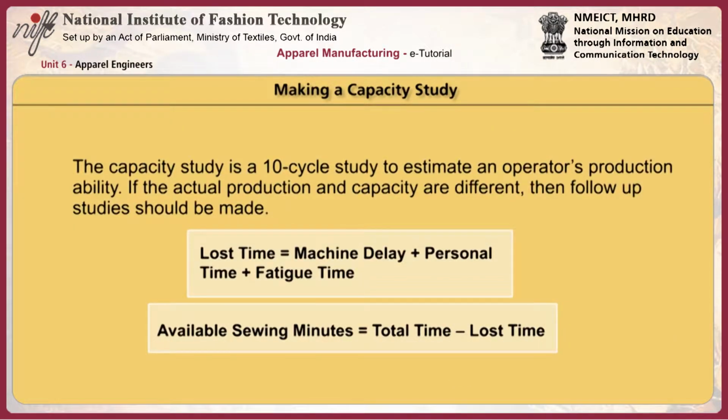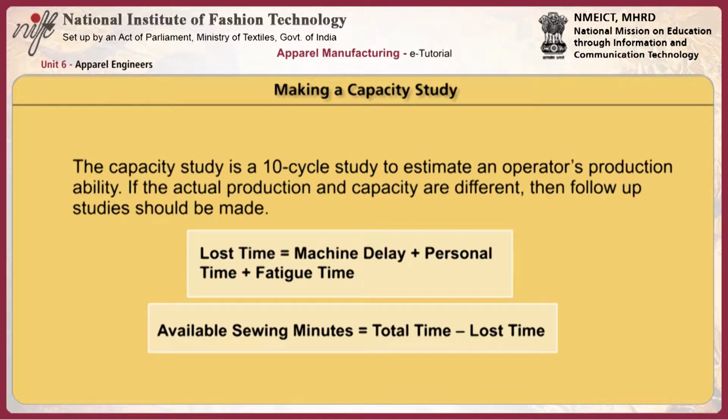The capacity study is a 10 cycle study to estimate an operator's production ability. If the actual production and capacity are different, then follow-up studies should be made. During the capacity study, the operator's average time per cycle showing her operation is determined. We then assume the operator works at this pace all day and takes the full amount of lost time, that is machine delay, personal and fatigue time, provided for in a target. The time left after lost time has been deducted is called the available sewing minutes.